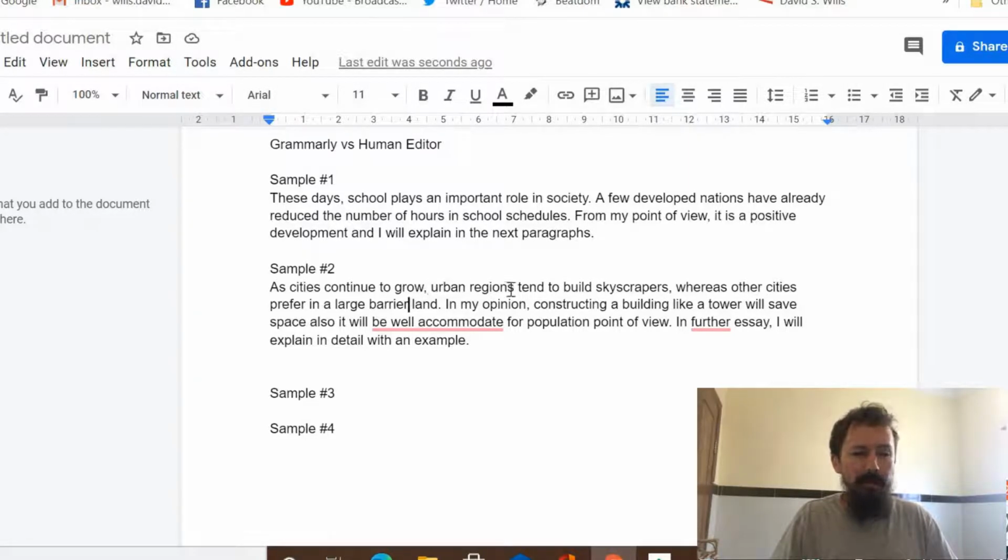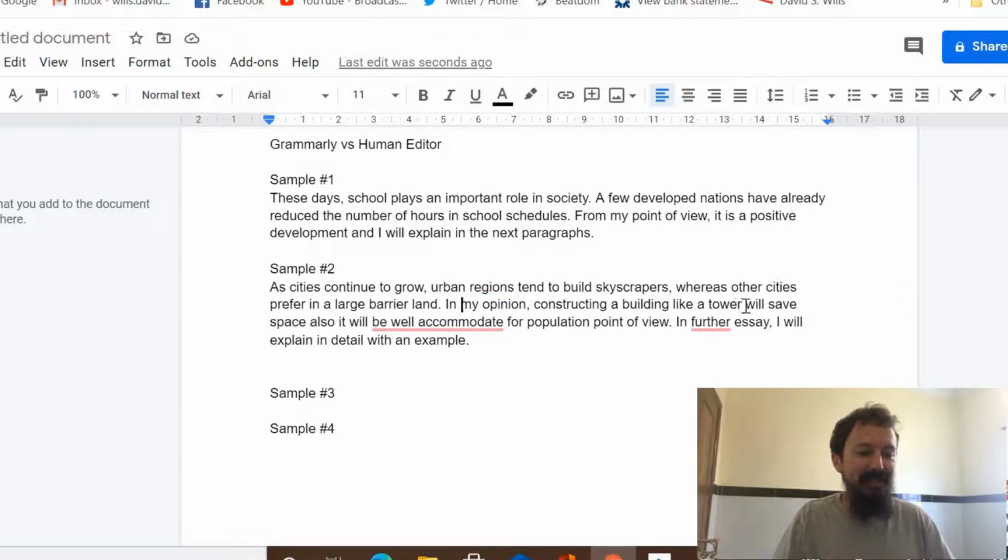Also, a problem might be, how do urban regions do this? Well, it's the people living there, or the government of that place that is doing this. So there are more problems that you need a human editor to fix, and partly that's because the human editor can talk with the writer.